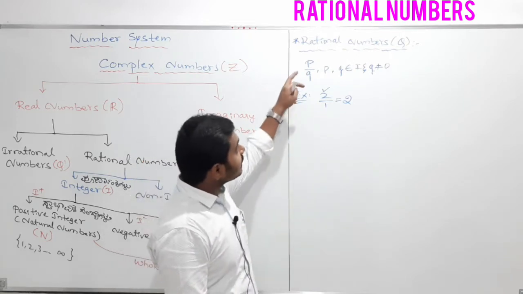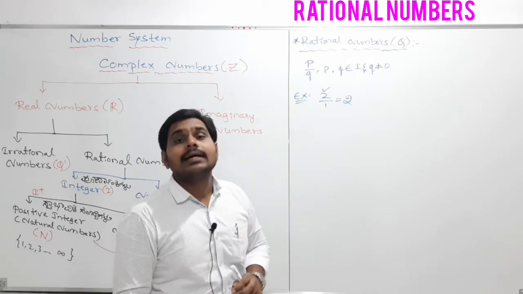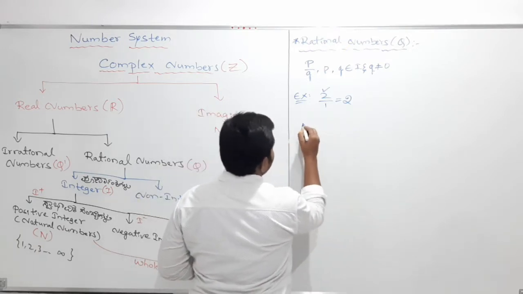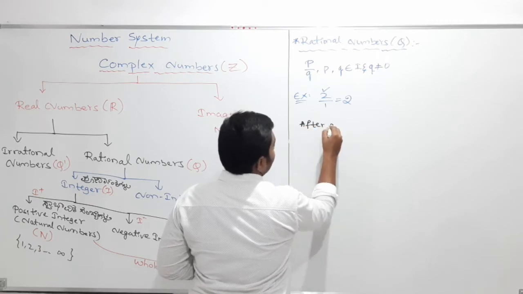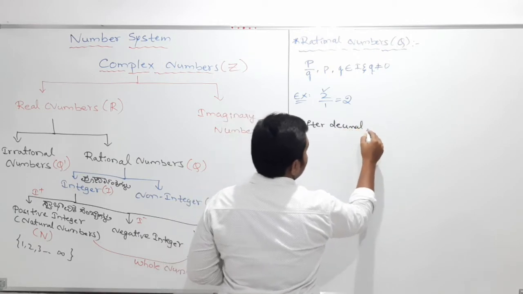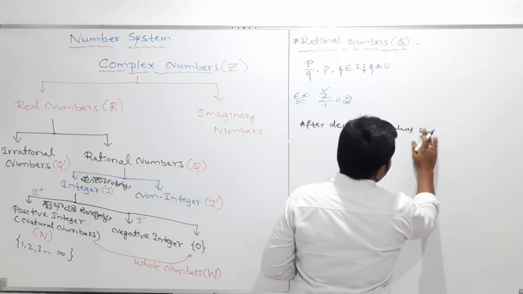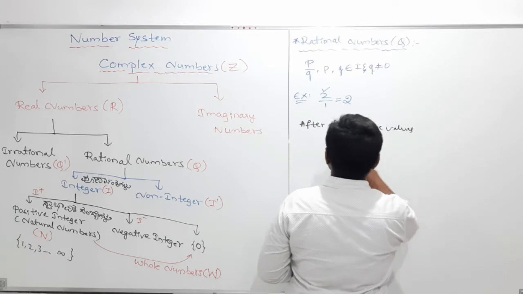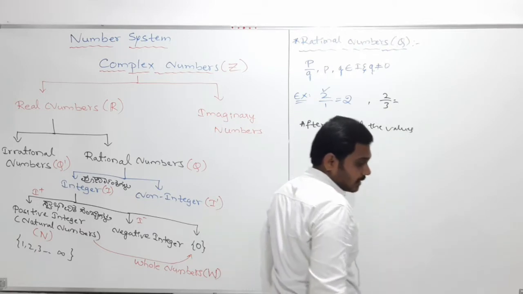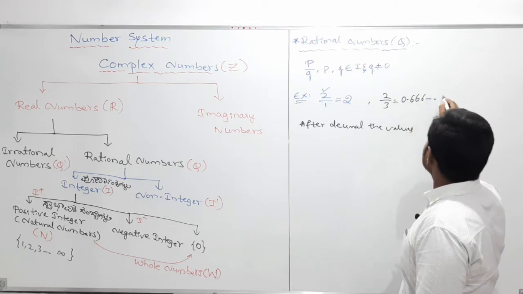Sometimes even though a number is in the form of p by q, in such situations we cannot call it a rational number. Clear? For that reason we should use another definition. What is that? After the decimal point, if you divide a number, take for example 2 by 3. What is the value of 2 by 3? If you take 2 by 3 you will get 0.66 and so on to infinity.